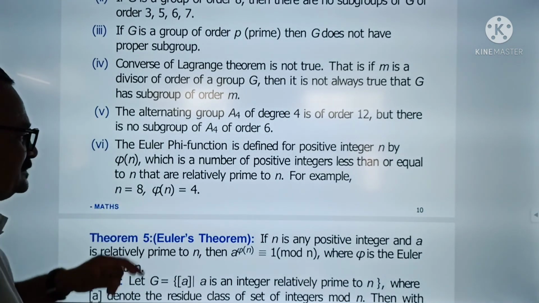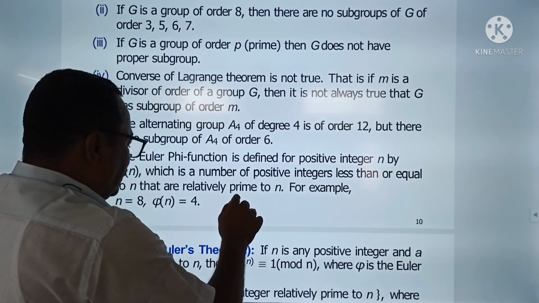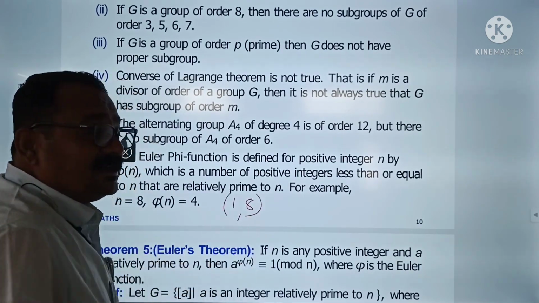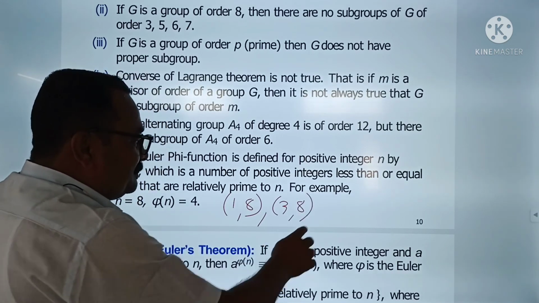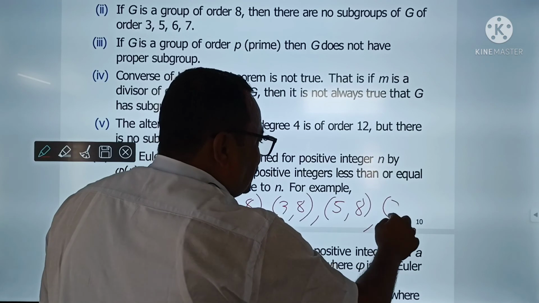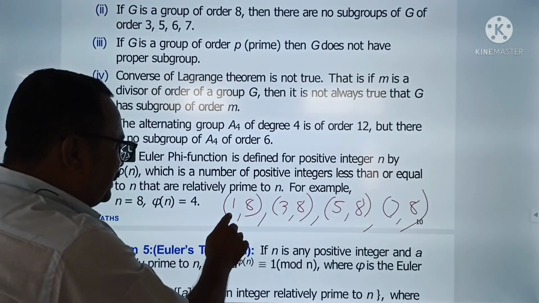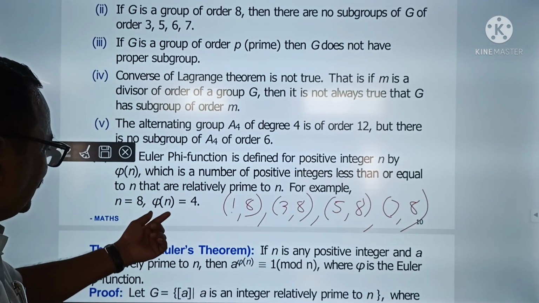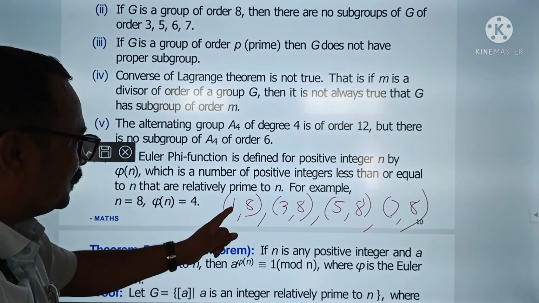Okay? If n is 8, which is not actually a prime number, but 1 and 8 are relatively prime. Then 3 and 8 are relatively prime. Then 5 and 8 are relatively prime. 7 and 8 are relatively prime. So how many numbers do we get? 1, 3, 5, 7. So phi of n is 4. That is the Euler-Phi function. Phi of 8 is equal to 4.